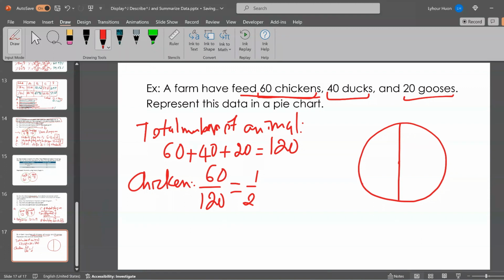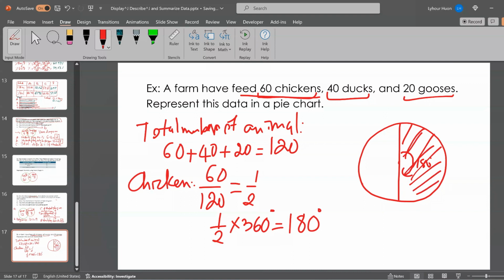But to make it accurate, what should we do? We take this fraction, 1/2 times 360 degrees, which is equivalent to 180 degrees. So we just draw 180 degrees. Then this whole part will represent the chicken.